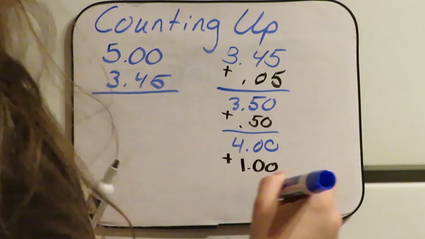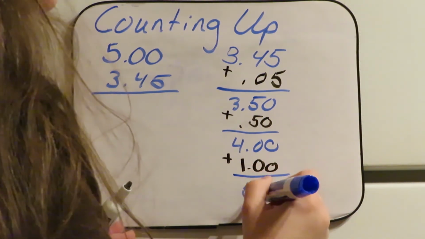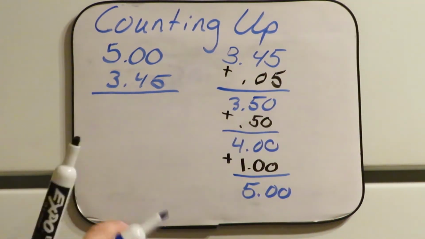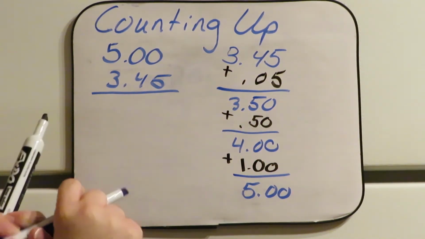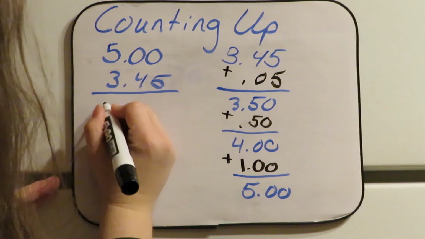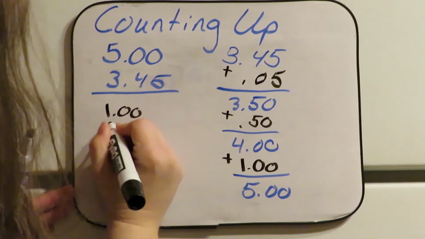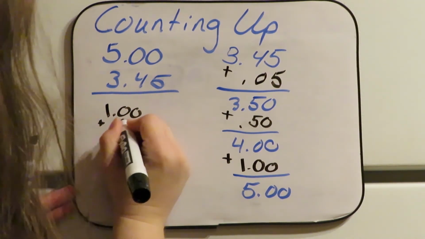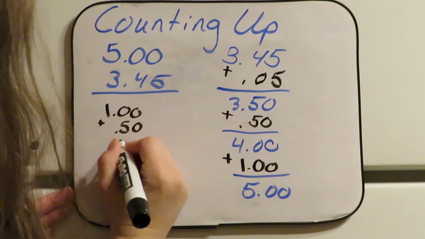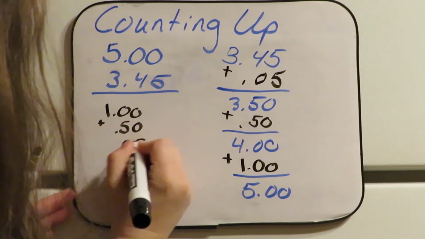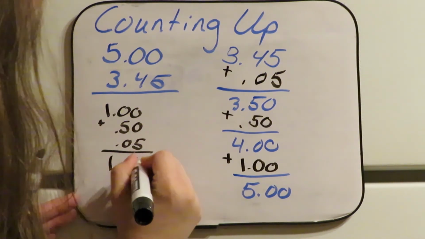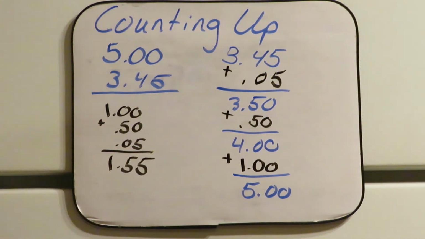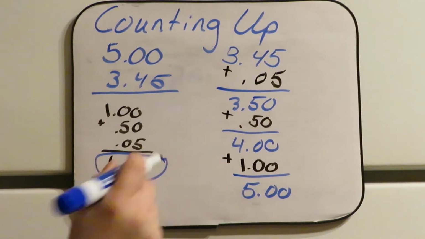So how do you find out what the amount is? You add the black numbers. So $1 plus 50 cents plus 5 cents equals $1.55. And that is our answer.